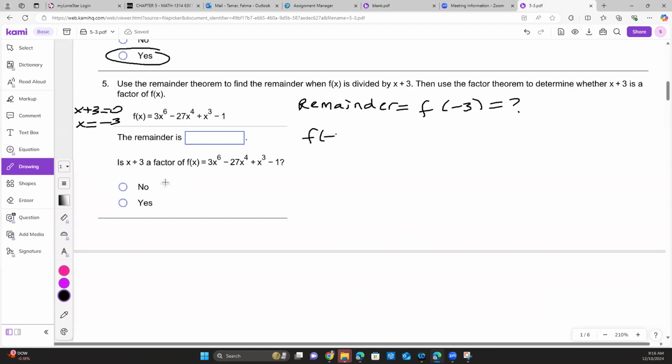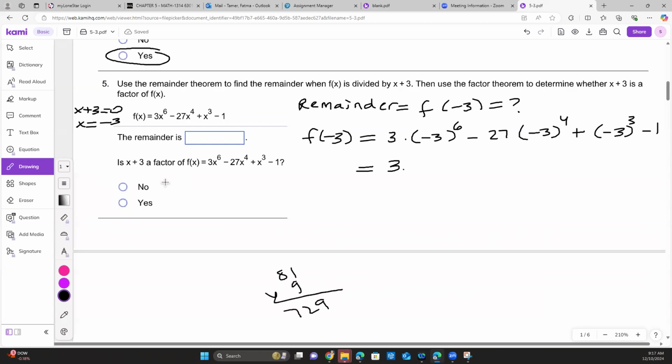So f of negative 3 will be calculated using 3 times negative 3 to the 6th power minus 27 times negative 3 to the 4th power plus negative 3 to the 3rd power minus 1. These are very big numbers, but we can do this. This is 3 times, and then this is 81 times 9. That's 729. This is 81. And then this is 27 times 81. This is a positive number. We are multiplying by a negative number, so that will be a negative.